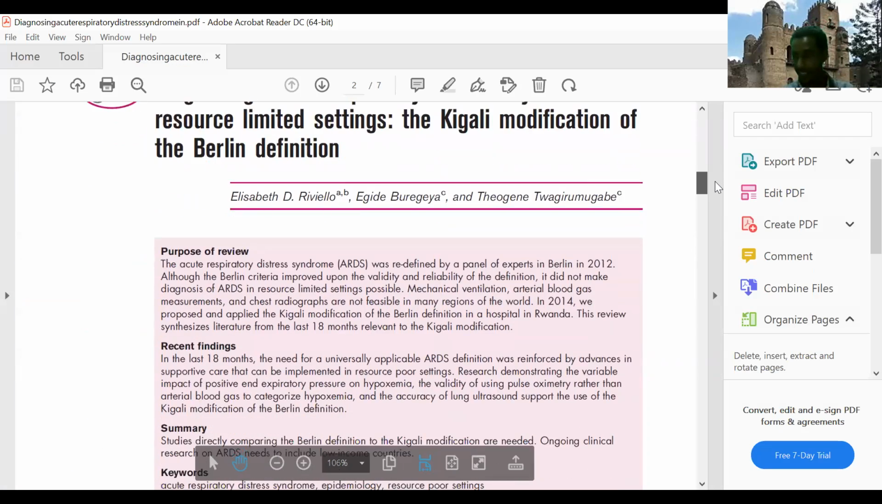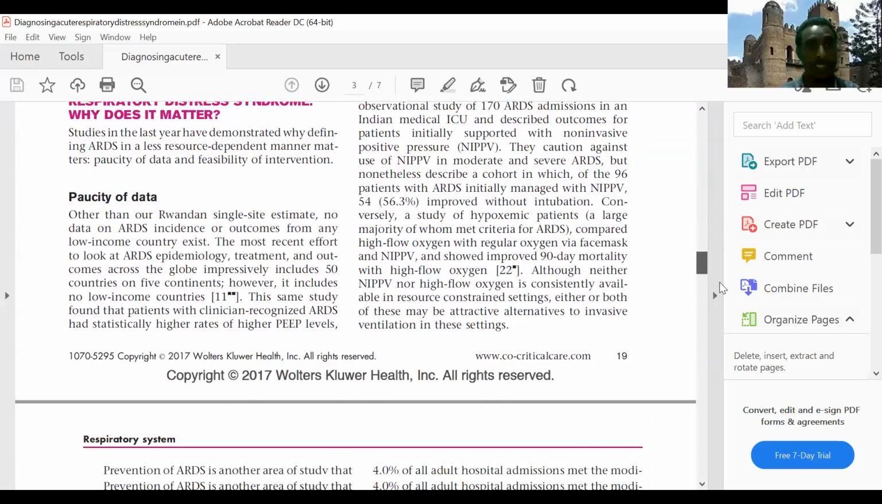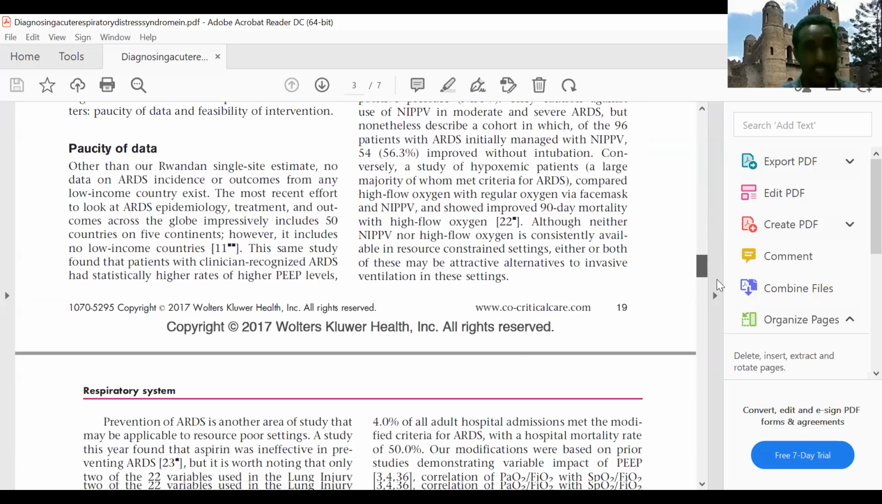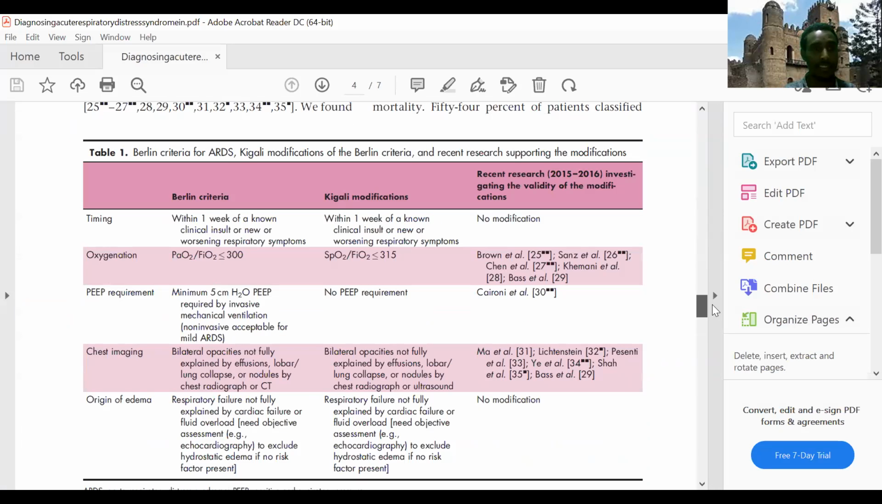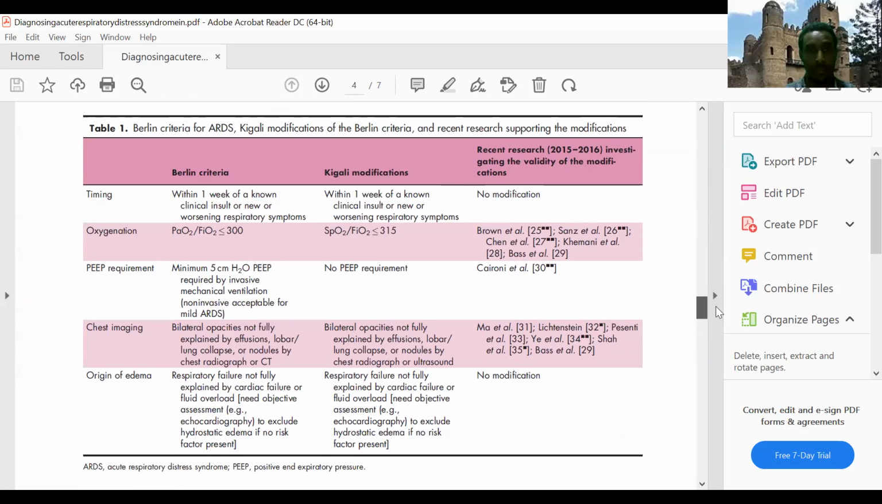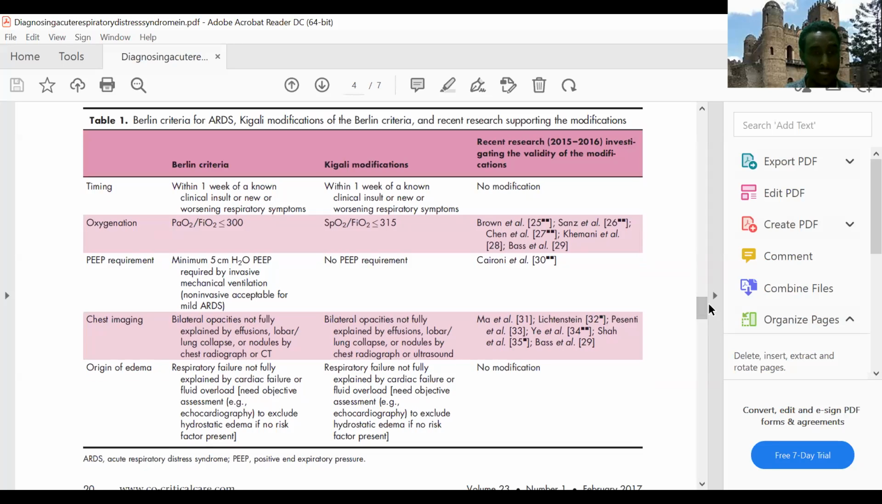The second one says there should be bilateral infiltrates on X-ray or CT scan. But in most of these limited-resource setups, a CT scan may not be available. So in place of the CT scan, the use of ultrasound to detect these bilateral infiltrates is considered a criterion in the Kigali modification. And the third one says the respiratory symptoms should not be fully explained by cardiogenic origin. Of course, the Kigali also considers the same.